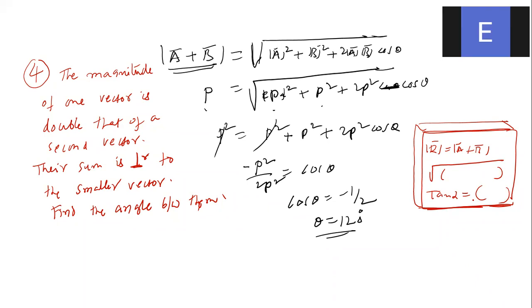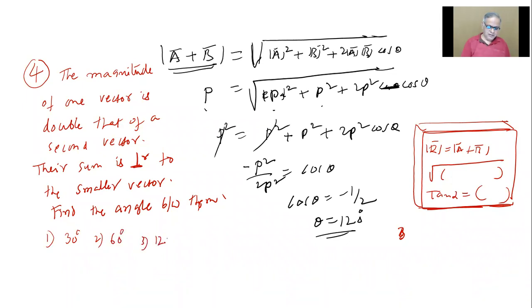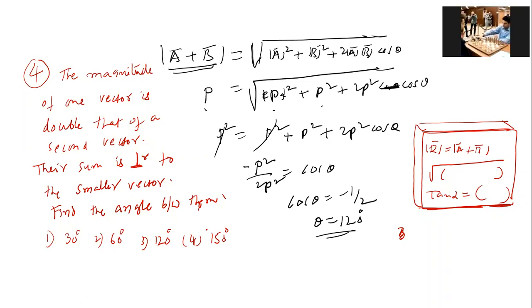Sir, is it 30 degrees? 30 degrees. Luck is not on your side. No, sir. No, cos 1 by 2 is 60, 120, 150. Sir, I'm getting 120. Sir, it's 120, sir. Oh, your luck is good.